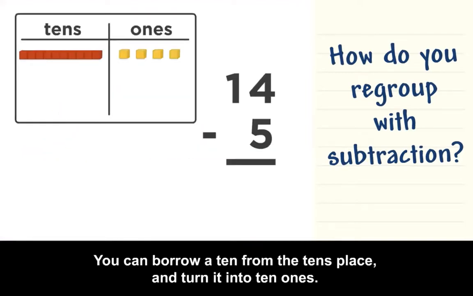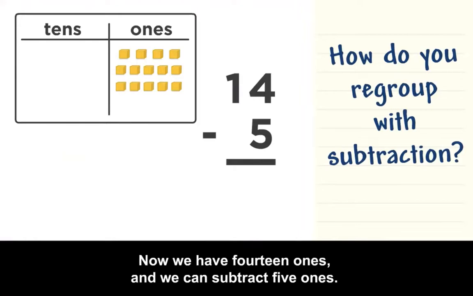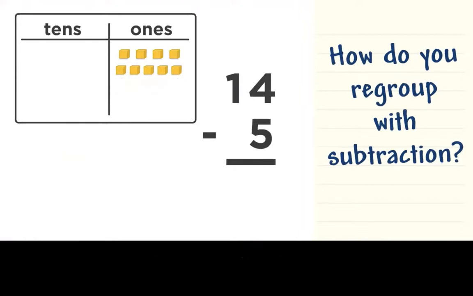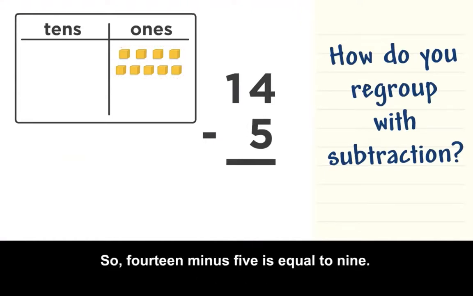You can borrow a 10 from the tens place and turn it into 10 ones. Now we have 14 ones and we can subtract 5 ones. And we're left with 9 ones. So 14 minus 5 is equal to 9.